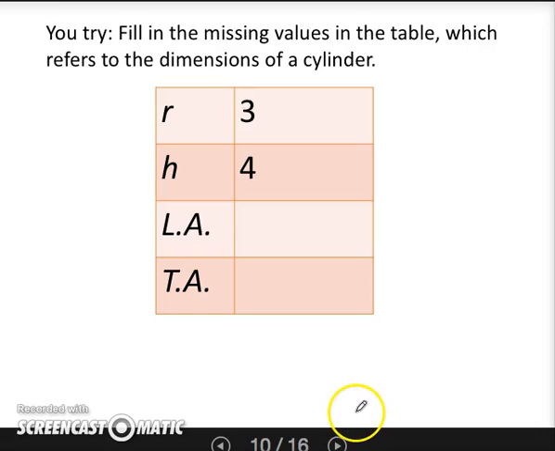You try this one. Fill in the missing values in this table, which refers to the dimensions of a cylinder.